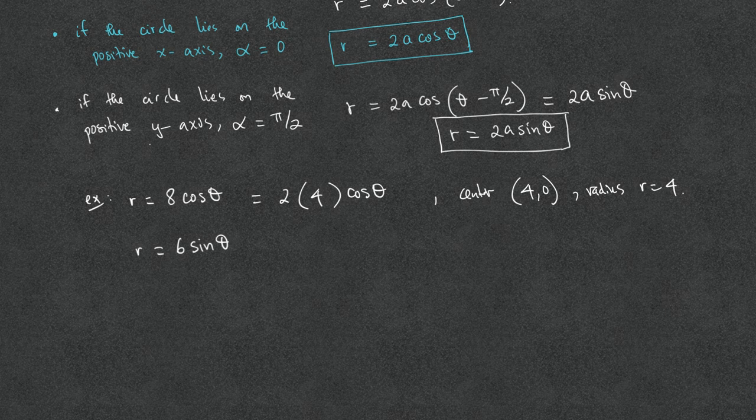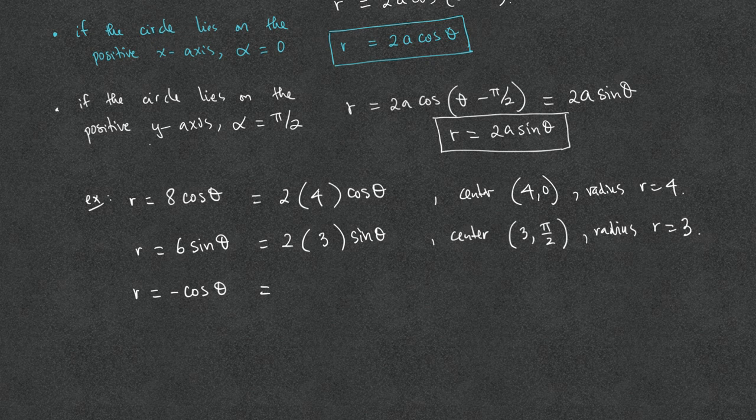Similarly, r equals 6 sine theta can be rewritten as 2 times a sine theta, where a needs to be 3. This circle lies on the positive y-axis with radius 3, thus the center is r equals 3 and the angular coordinate is pi over 2. The radius is r equals 3.